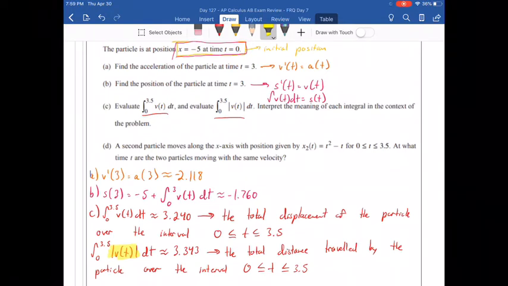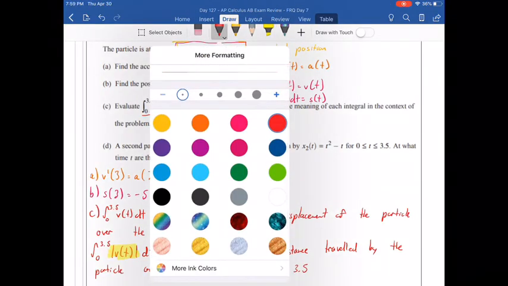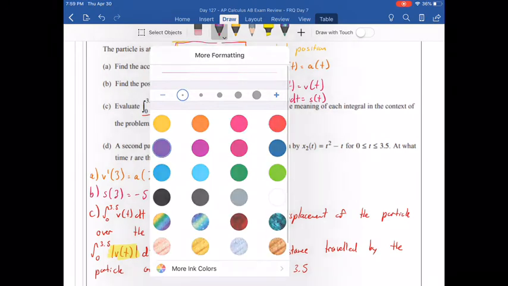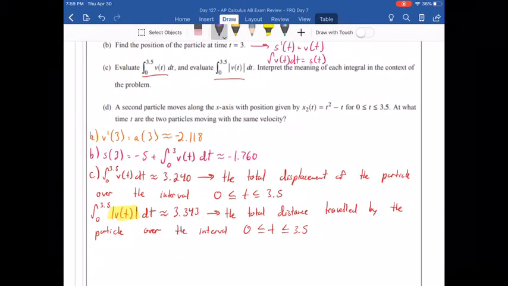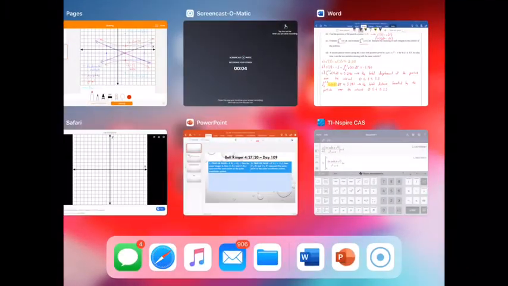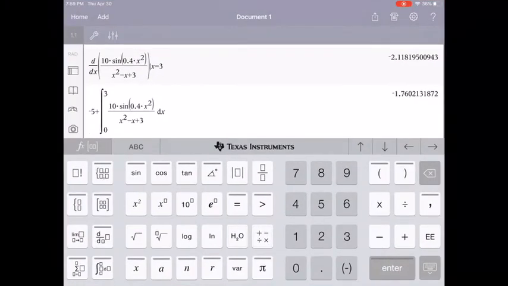So once again, knowing how to use your calculator is important, and then being able to interpret the difference between absolute value bars and no absolute value bars gets you that other point in the problem. All right. I just realized I made a mistake. I was doing from 0 to 3. It should have been from 0 to 3.5.